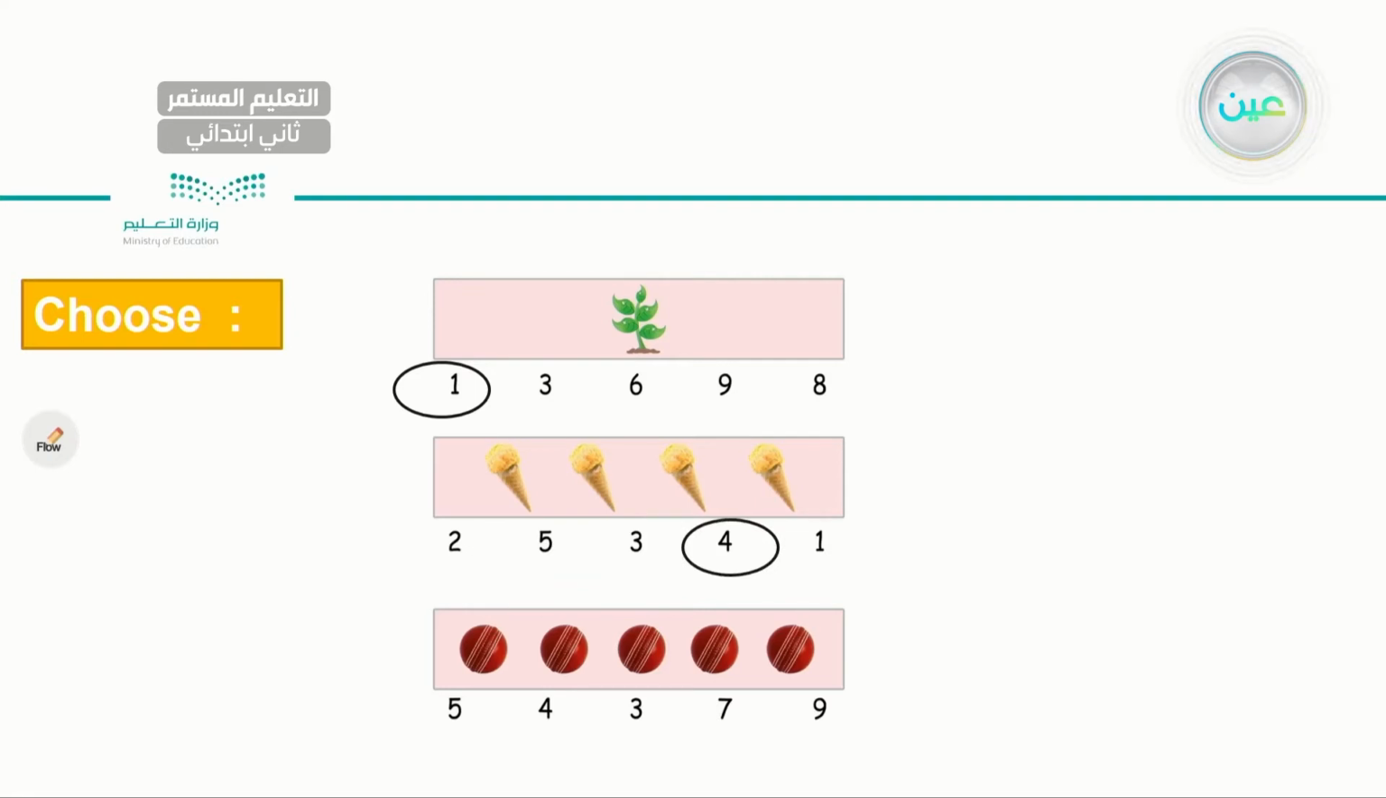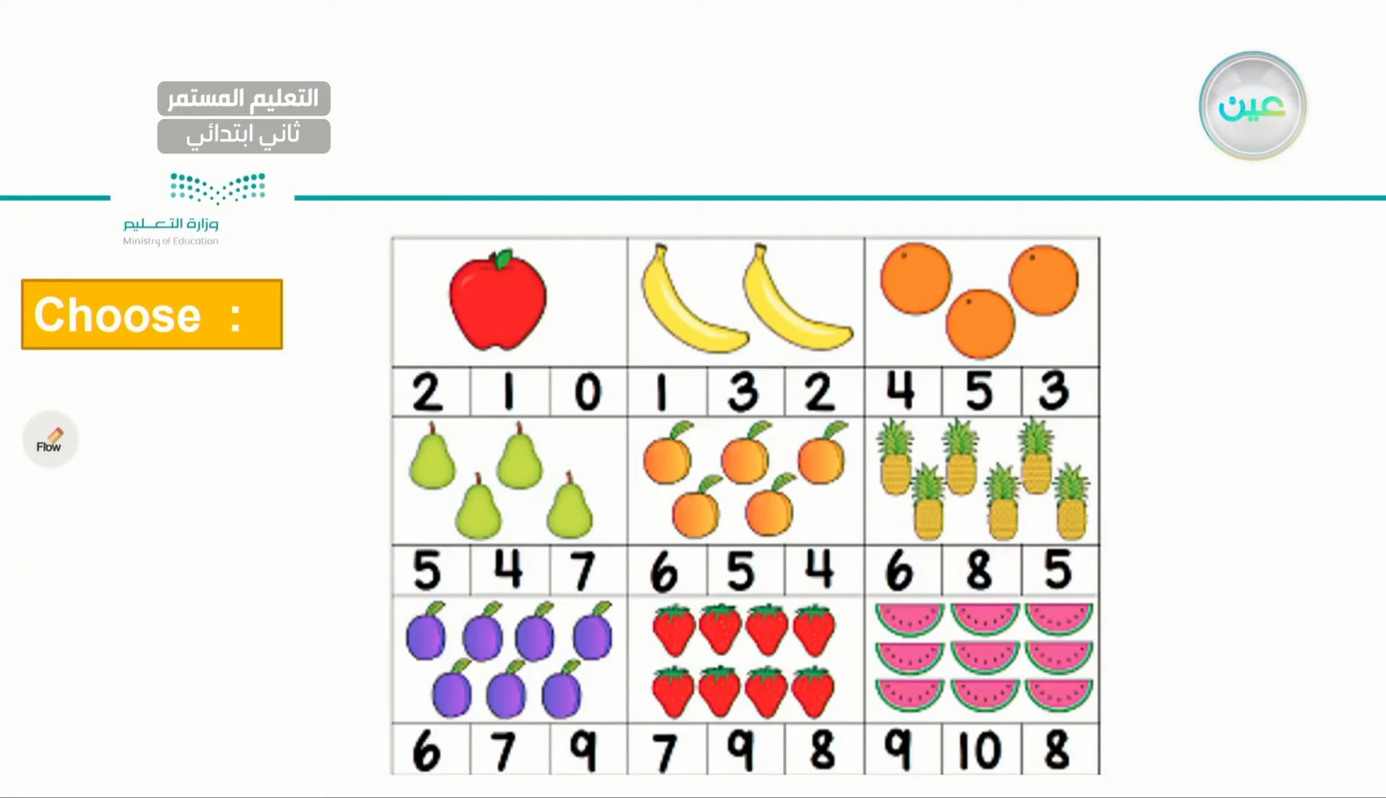I can count up to 4 ice creams. Very good. 4. Moving to the next, I have balls. How many can you see? 5, 4, 3, 7, or 9. How many? I can count 5. Very good, my dear student.